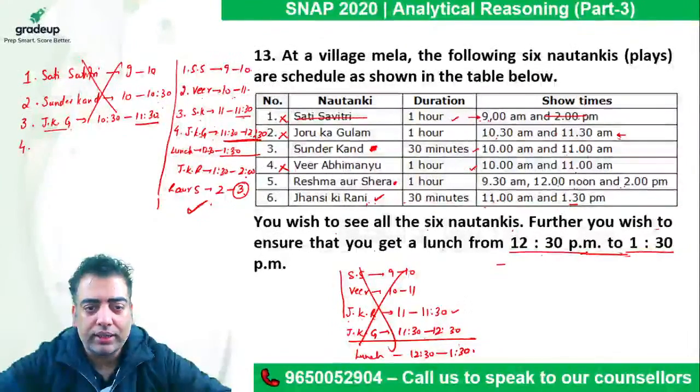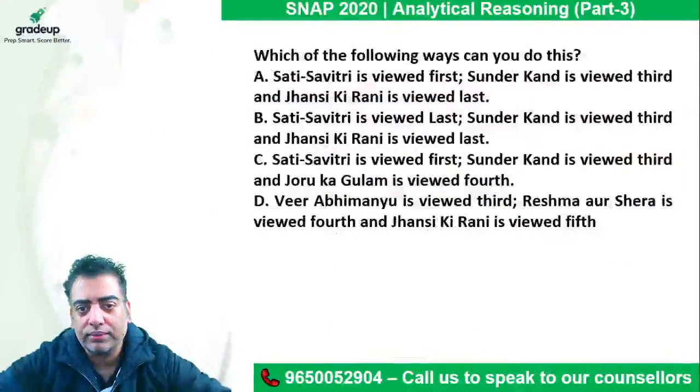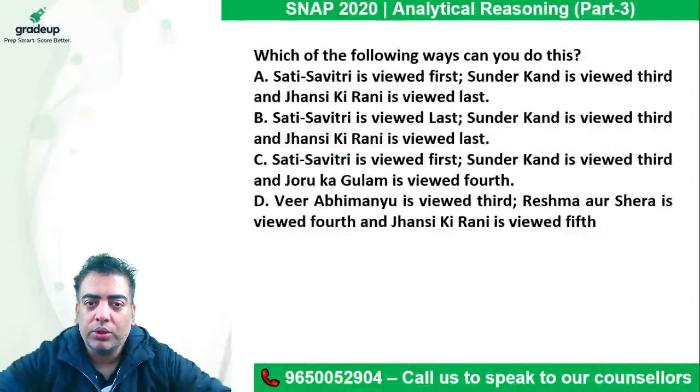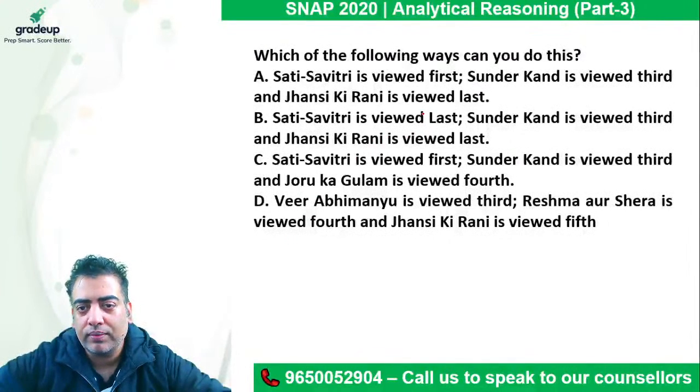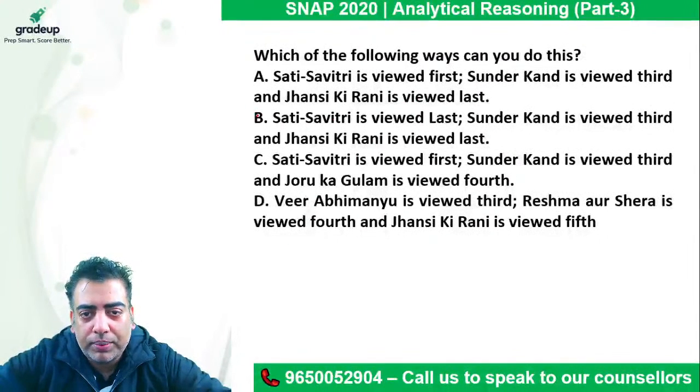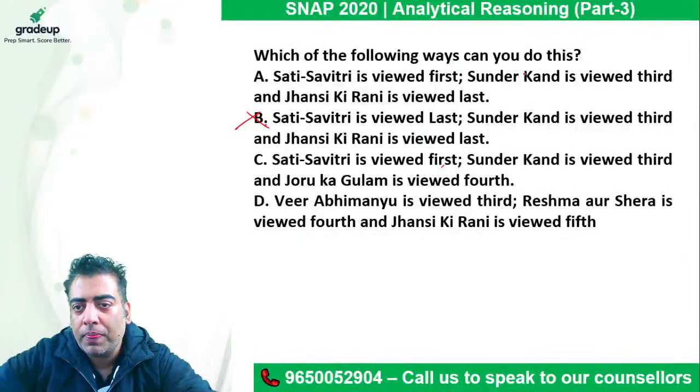So in this case, the question was which order we must follow. A says Sati Savitri is viewed first. That is true in all first 3 cases. Not first 3, rather B is last. So this goes out. So here Sati Savitri is viewed first.